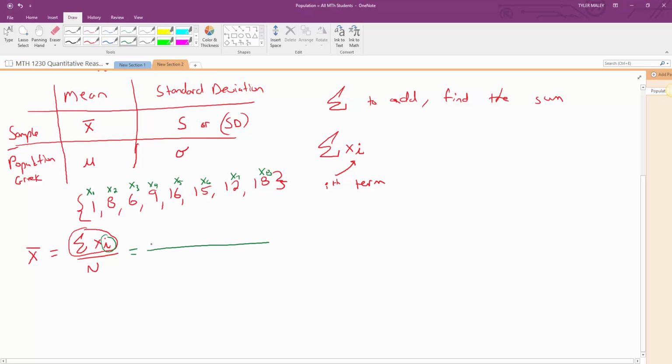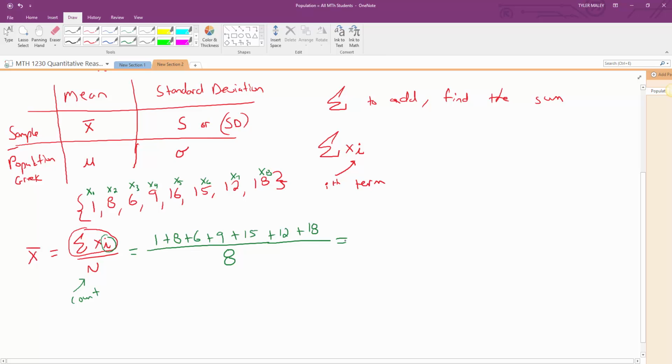So we would just do 1 plus 8 plus 6 plus 9 plus 15 plus 12 plus 18, and then divide by N, right? So remember, N, this is the count, right? We use big N to represent the count. So I have 1, 2, 3, 4, 5, 6, 7, 8 pieces of data, right? So we would divide by 8.